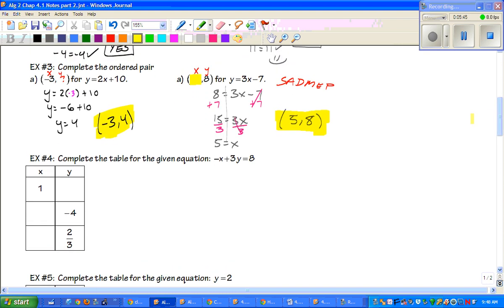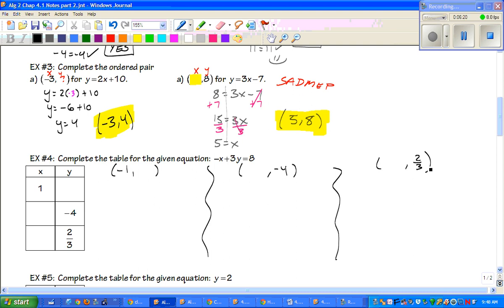Example number 4 says complete the table for the given equation. Negative x plus 3y equals 8. So we're doing the exact same thing as we did in example number 3, except now we have 3 points that we need to figure out, okay? Our first point is negative 1 comma whatever. Then it's negative 4. And then the last one that we have to do is something comma 2/3.